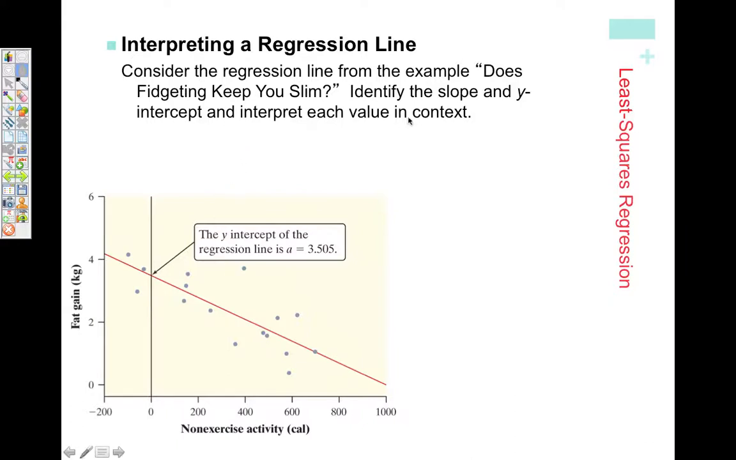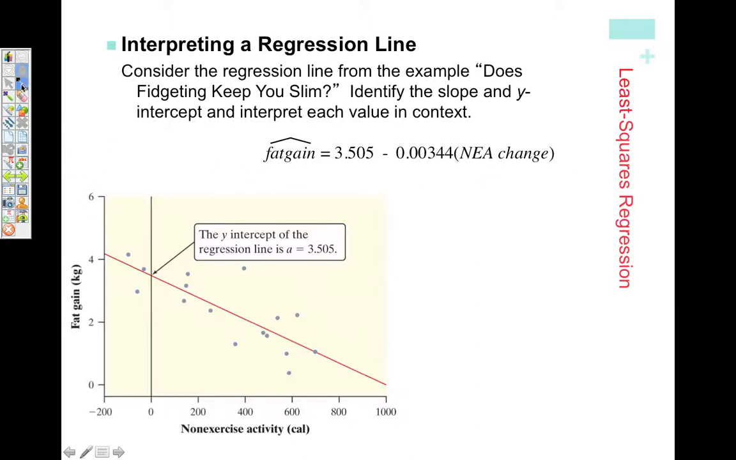Does fat gain keep you slim? Identify the slope and y-intercept and interpret each value in context. So here's our y-intercept, and we'll talk more about how to find this later on, but I'm telling you that a is 3.505. Our slope is negative 0.00344 times the NEA change.